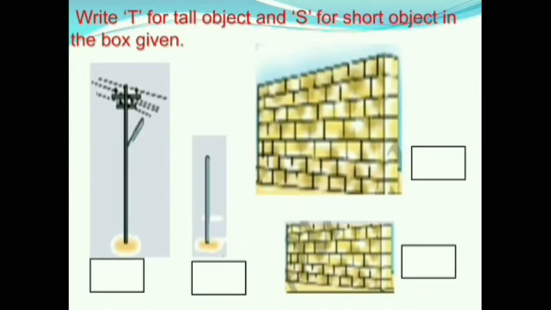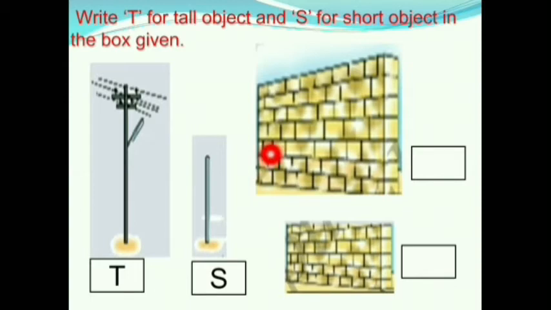Children, now we should write T for tall object and S for short object in the box given. First we have two poles. This electric pole is tall. So we should write T. And this pole is shorter than this electric pole. So we should write S.